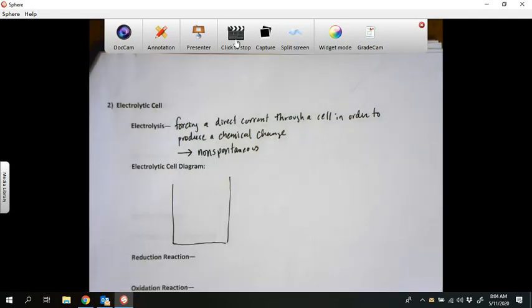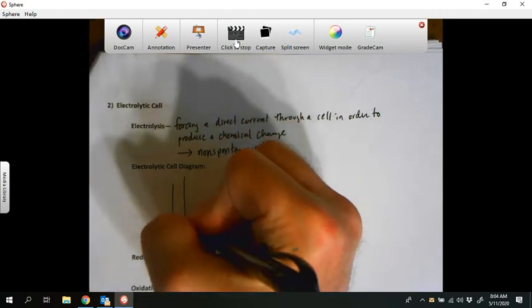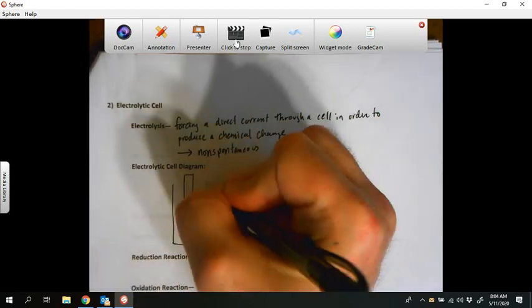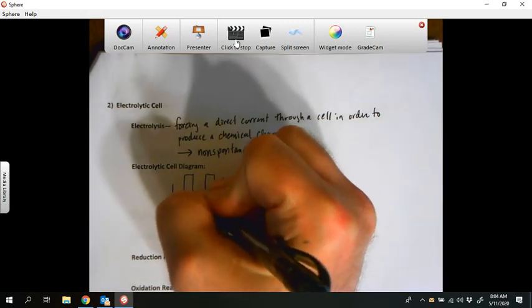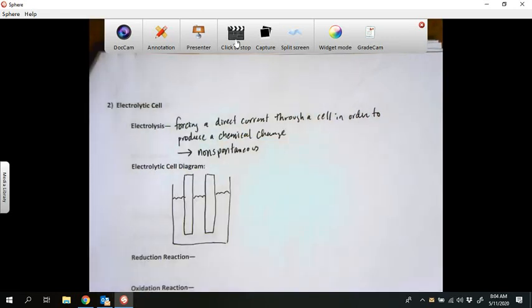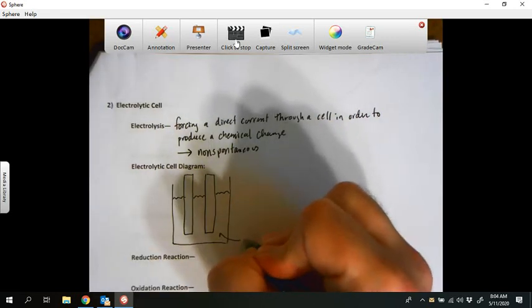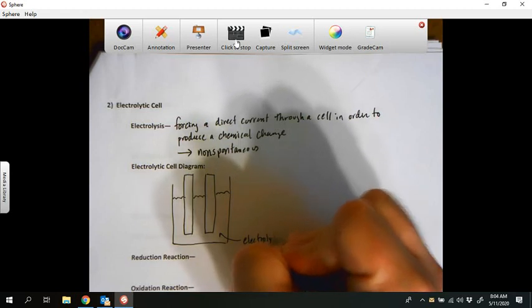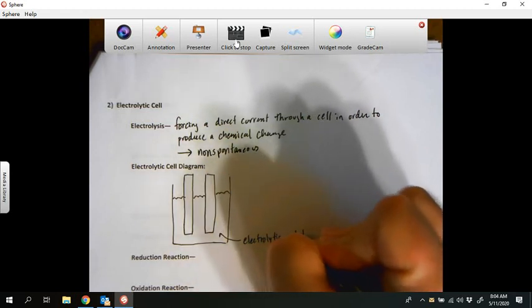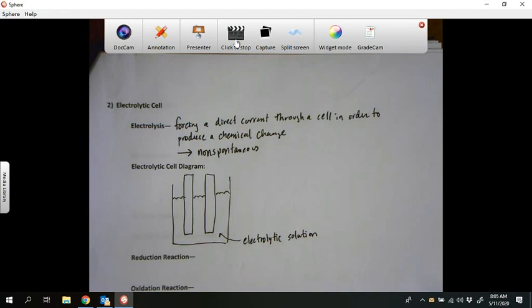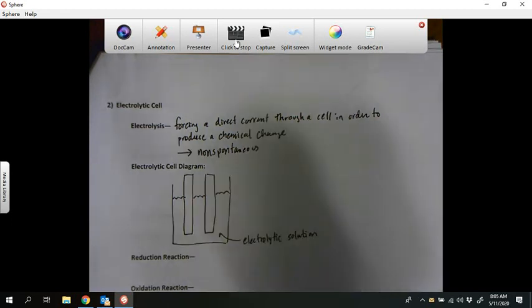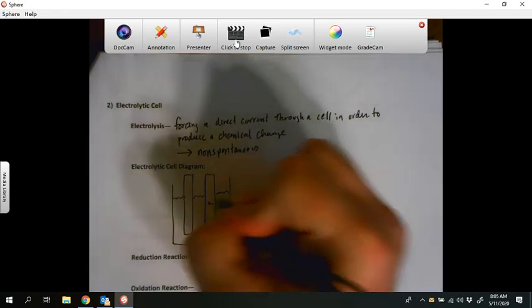If we have a beaker, and we have two electrodes in the beaker, and we have those electrodes placed into a solution. And this solution is usually called an electrolytic solution. It usually consists of sulfuric acid dissolved with water and maybe like a copper compound. And we have two electrodes in here.